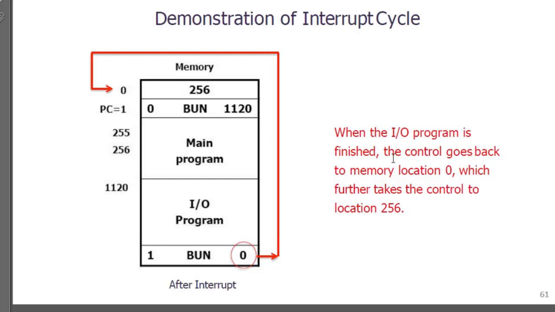Now when the input-output program is finished, you can see that the instruction at 1120 is executed. After that, the control goes back to memory location 0, which further takes the control to location 256.